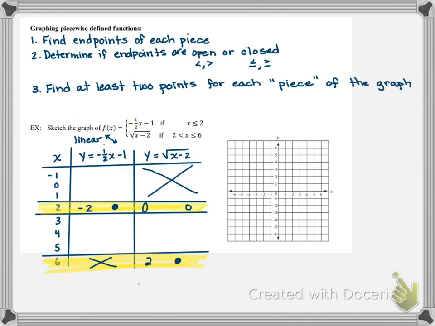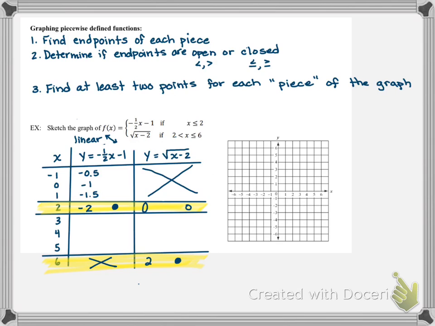So -1/2 times -1 is 0.5. So this is -0.5, -1, and -1.5. Really, because you know it's linear, you could have found just one other point, because then you'd have a straight line through those 2 points.